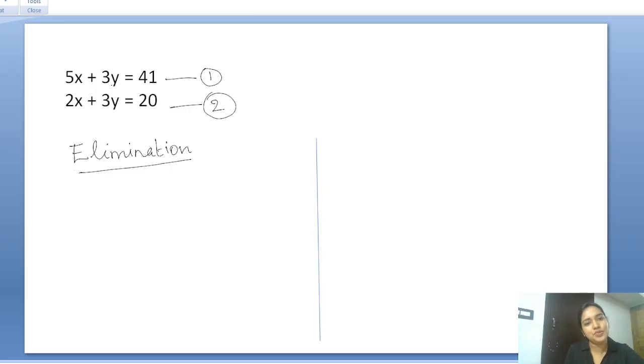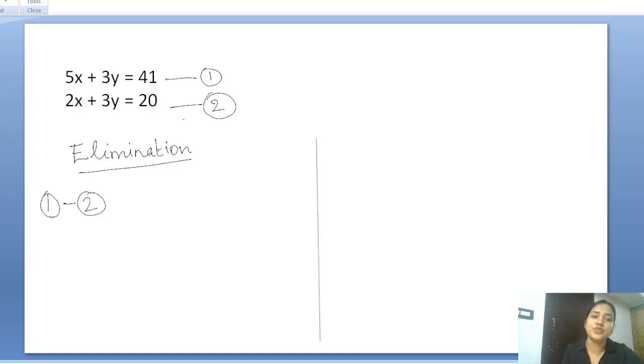So when you look at the two equations, you can see that the y term 3y is the same in both the equations. So what we can do is we can just subtract 3y so that we get 0 and the y term is eliminated. Okay, so what is left then? If y is eliminated, what is left is x. So in order to eliminate y, I'm subtracting equation 2 from equation 1. Okay. So equation 1 minus equation 2.